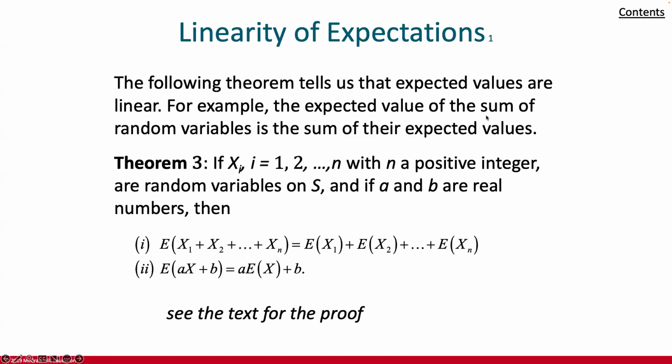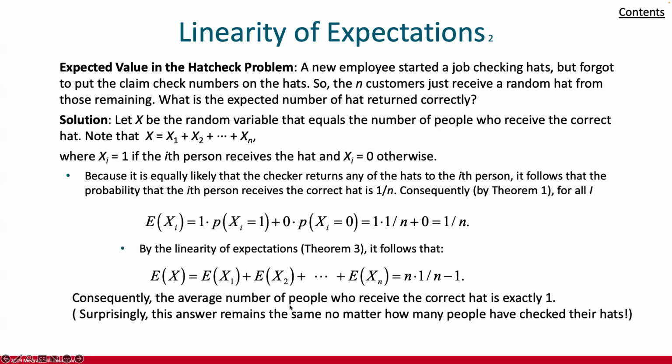Linearity of expectations. The following theorem tells us that expected values are linear. For example, the expected value of the sum of random variables is the sum of their expected values. We can see that listed out here, breaking it down into elements. So if X_i, with i equal to 1 all the way up to n, with n a positive integer, are random variables on S, and if a and b are real numbers, then we get this relationship. And you can see Rosen for the details of the proof.